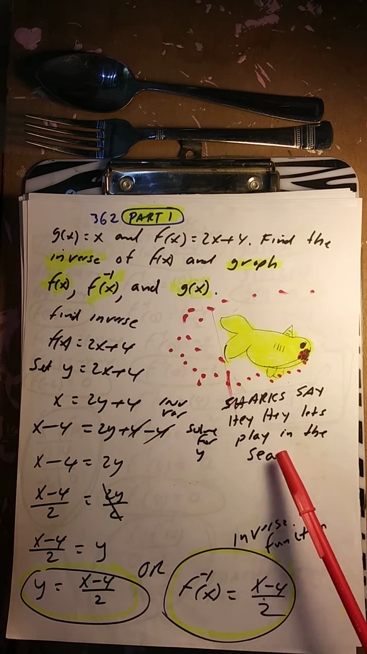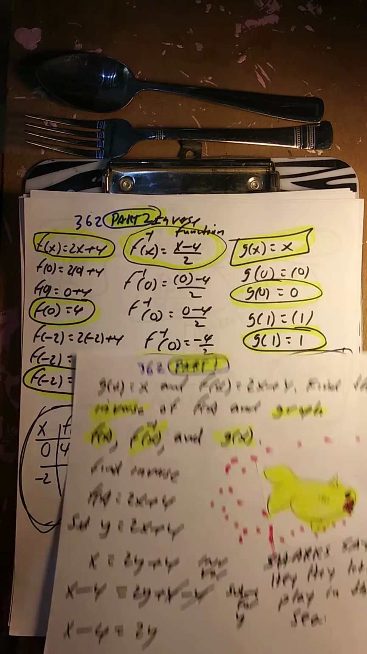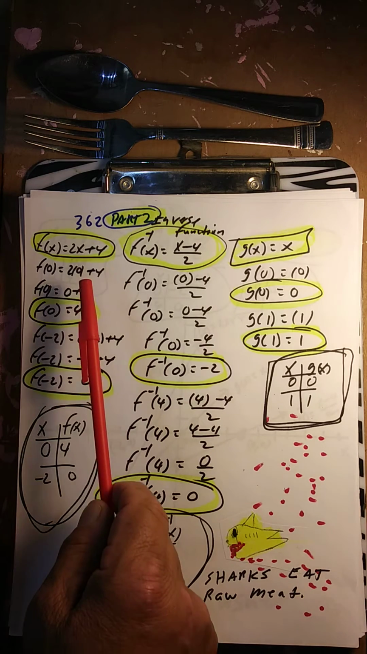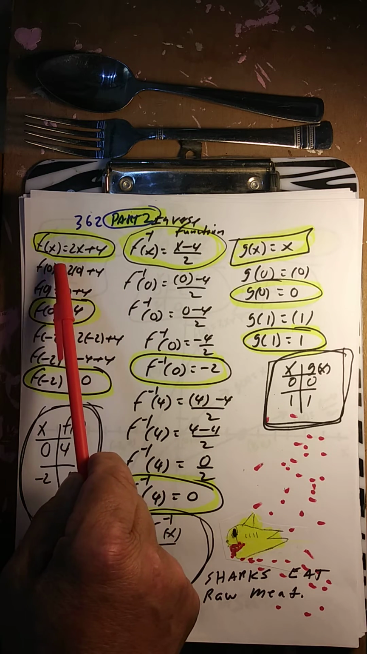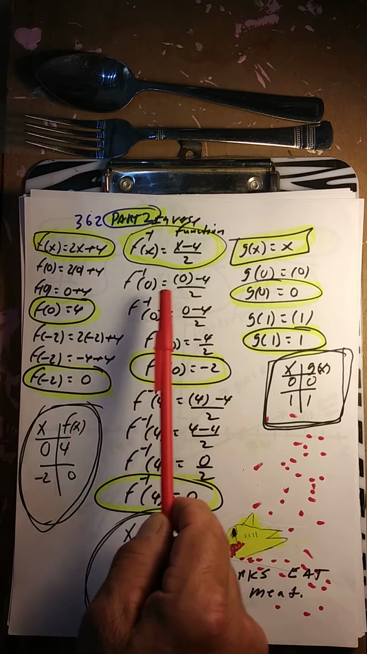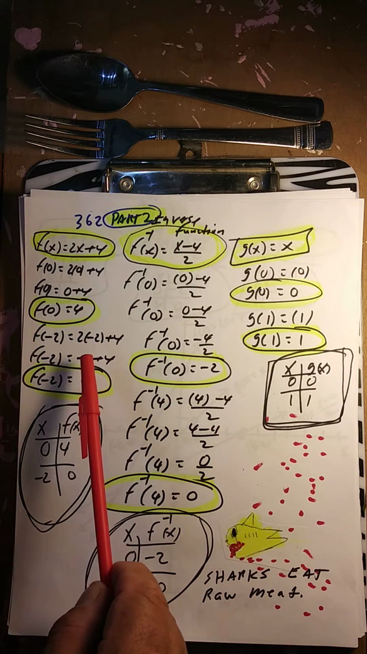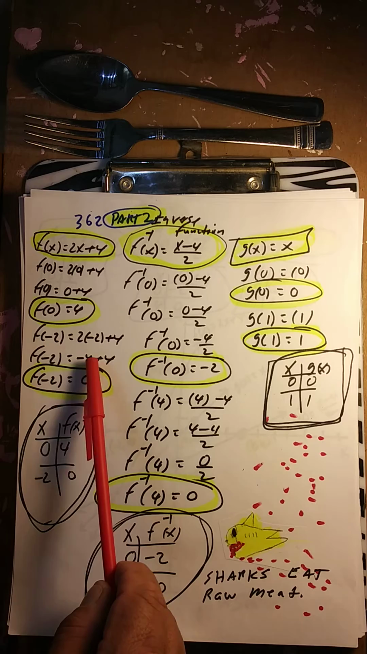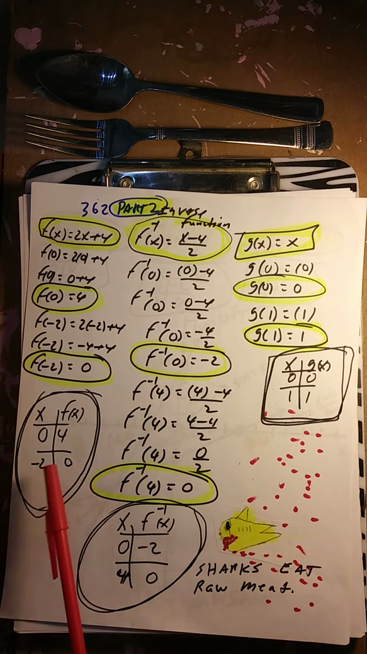Sharks say, hey, let's play in the sea. Of course. So there they are. f of x is 2x plus 4. I put a 0 in there. 2 times 0 is 0 plus 4. There it is. And I put a negative 2 in there. That's going to be negative 4 plus 4 is 0. So we got some points there.